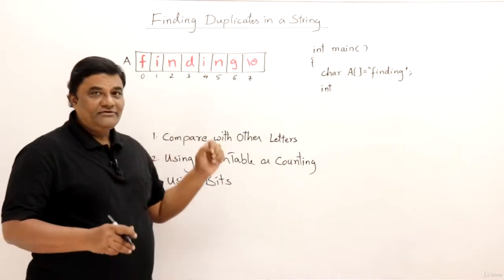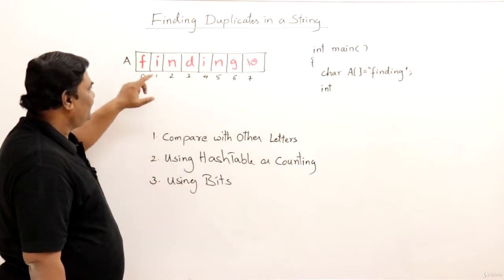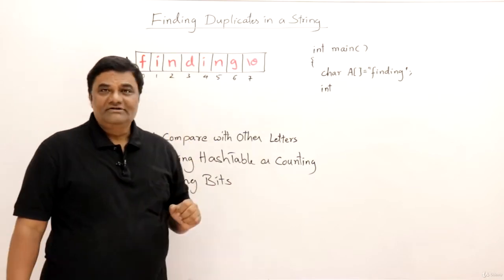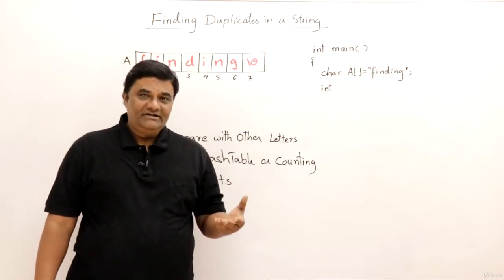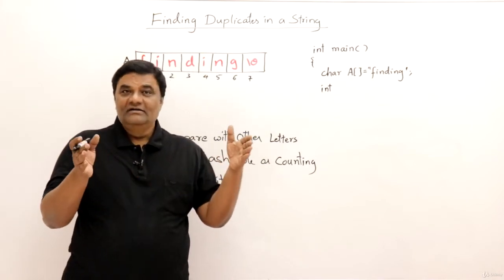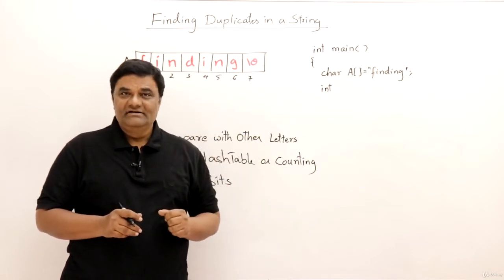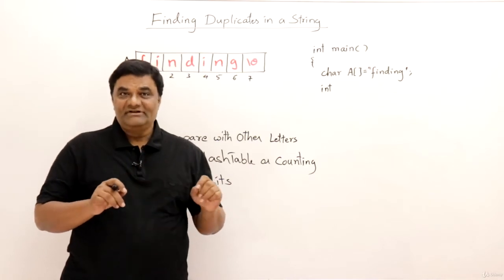Now the topic is finding duplicates in a string. In a string, we have to find out whether there are any duplicate alphabets. For example, in a given string, I is repeating more than one time, N is repeating more than one time. So we have to find out whether there are any alphabets repeating more than one time. This is the same as finding duplicate elements in an array of integers, which we have already seen in the topic arrays. The same thing applies for a string, where we check alphabets.